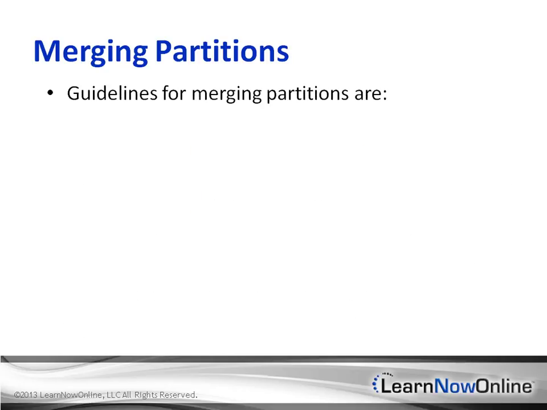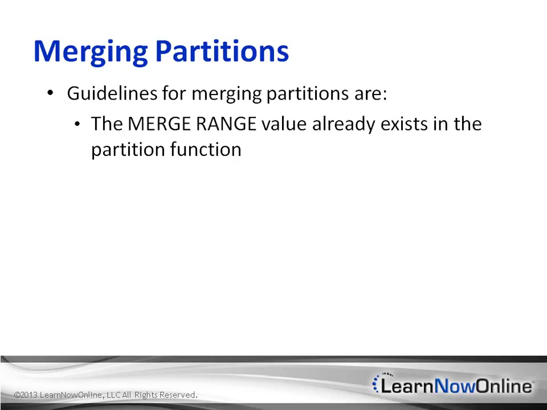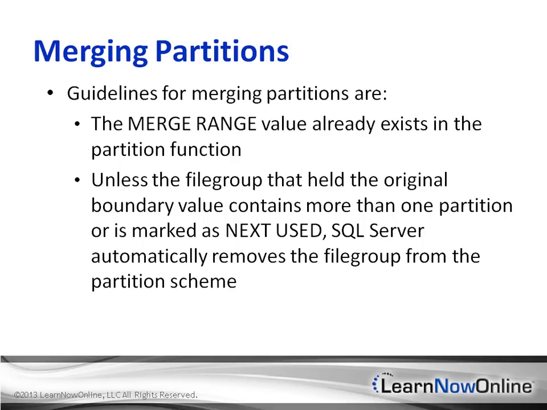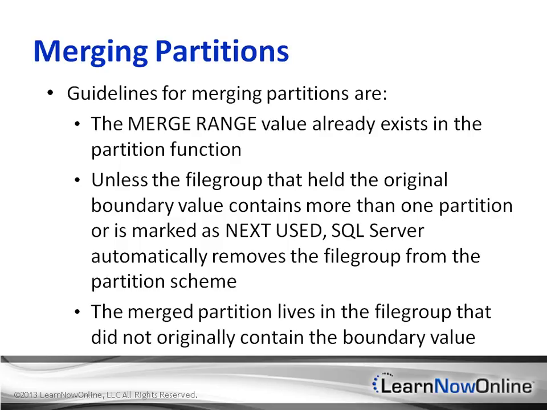Guidelines for merging partitions are as follows. The merge range value already exists in the partition function. Unless the file group that held the original boundary value contains more than one partition, or if it's marked as next used, SQL Server automatically removes the file group from the partition scheme. And the merged partition will live in the file group that did not originally contain the boundary value. That's that example of if it's defined left, it's moving right. If it's right, it's going to move left.